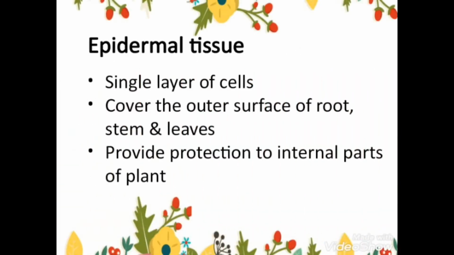Number 1 is epidermal tissue. The single layer of cells that covers the outer surface of the root, stems and leaves in a plant is called epidermal tissue. It provides protection to the internal parts of the plant.